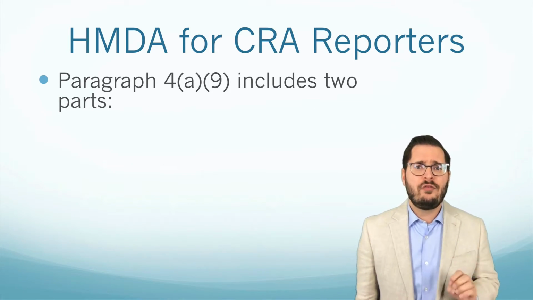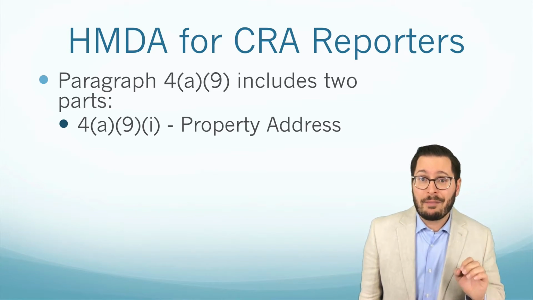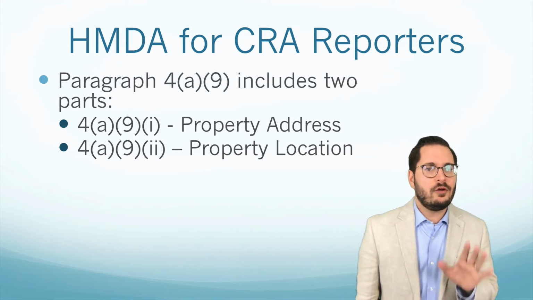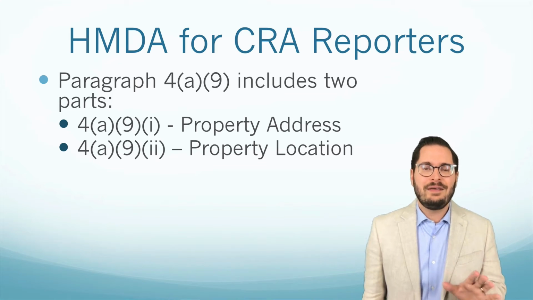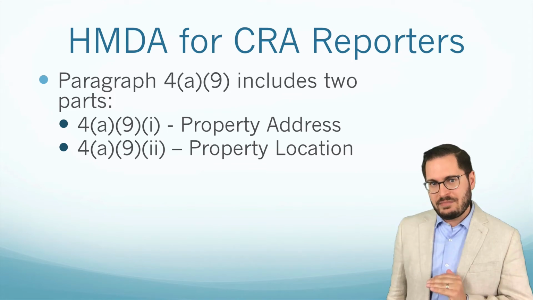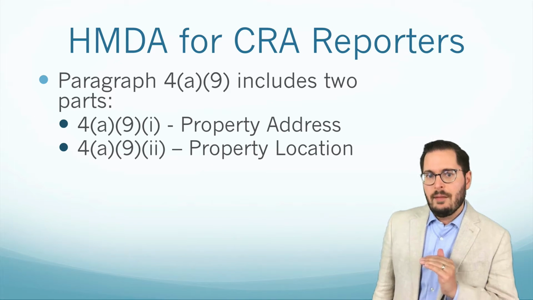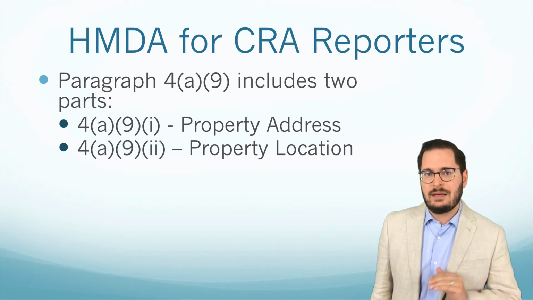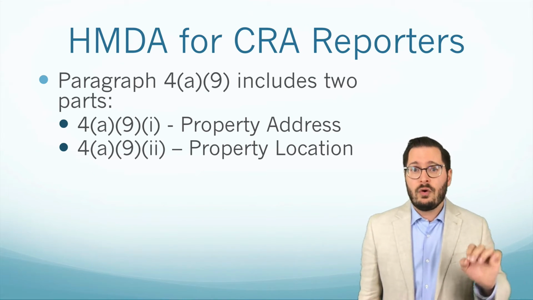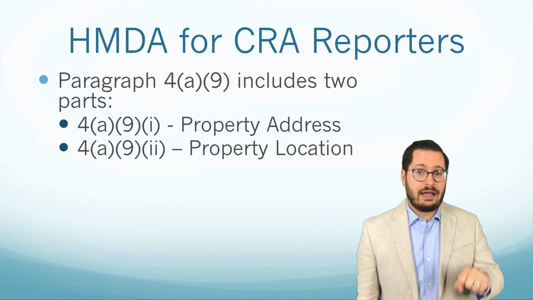Paragraph (a)(9) includes two parts. It includes both the property address as well as the property location. Now, the property location is interesting because the property location is typically an optional field. That's not actually exempt from the HMDA partial exemption. What is exempt is the property address, but the property location is not exempt. In fact, you must provide the property location if the location of your property is inside an MSA where you have a branch or home office.